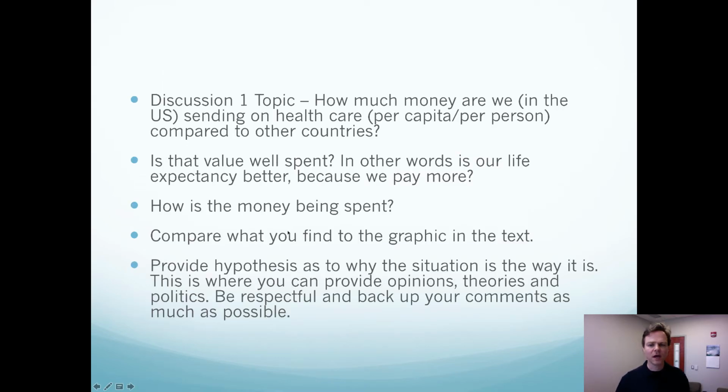So discussion topic one: how much money are we in the U.S. spending on healthcare per capita, so per person, compared to other countries? Is that value well spent? So if we're spending more money but we live longer, then you could argue that that's money well spent. If we're spending 10 times as much money and we're only living 2 years longer, is that really worth it?